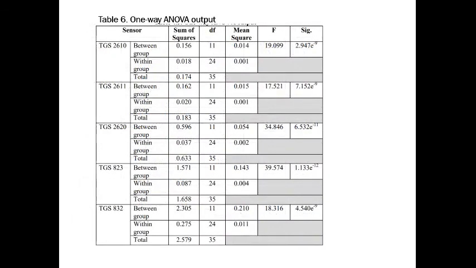For this ANOVA, we set the alpha level at 0.05. Based on the output, we can see that all the five input sensors are less than the alpha level. That means the null hypothesis was rejected, and the conclusion is that the data show a statistically significant difference in mean between the groups of the herb species.